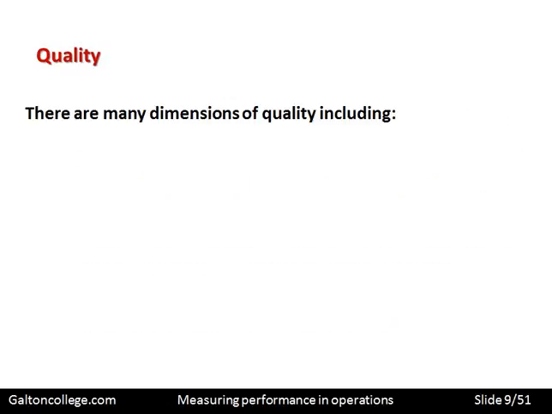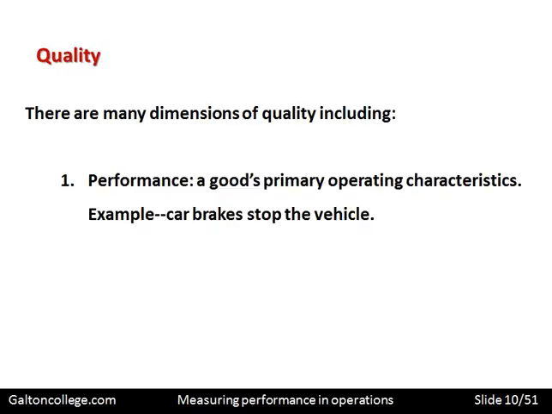There are many dimensions of quality, including performance, a good's primary operating characteristics. For example, a car's brakes stop the vehicle. So it's performance. That's one particular attribute of quality. Does the product perform in the way it's expected to perform? Now, if the car's brakes work and the car stops, we could say that the brakes are good quality. The brakes have done their job. It stopped the car. So performance was good quality. So sometimes when we talk about quality, we talk about the performance of the product.